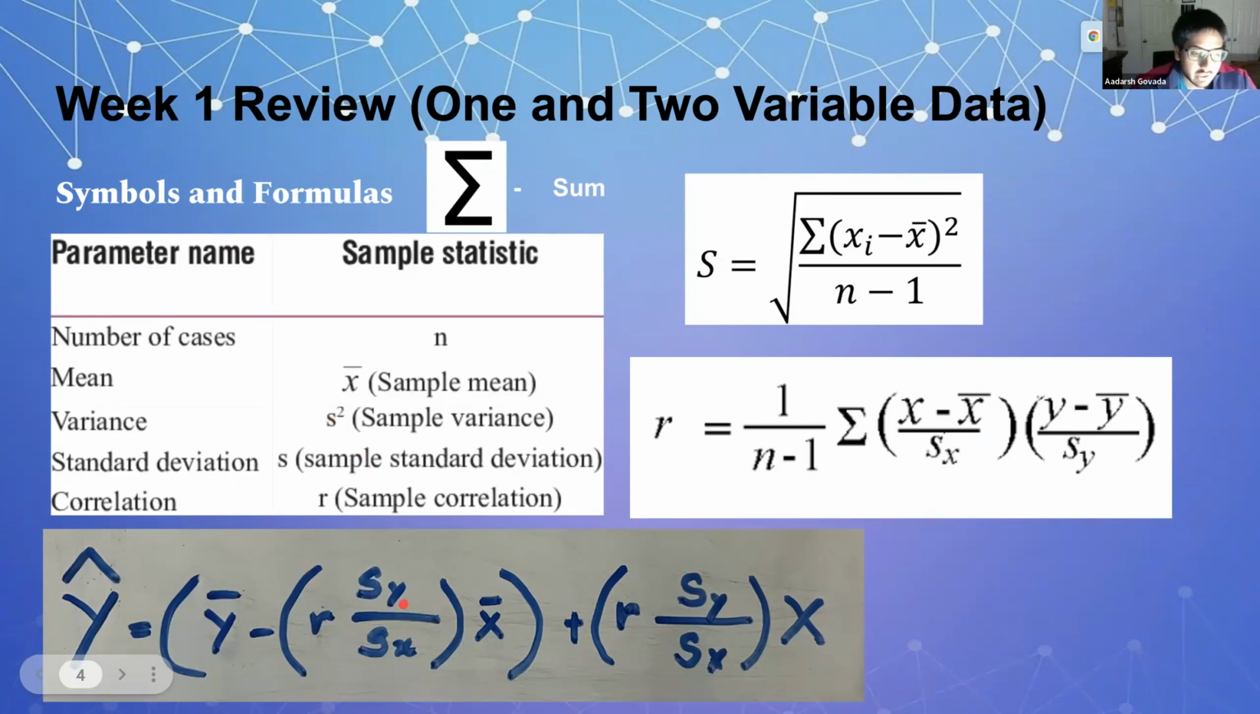S of Y is right here, the sample standard deviation. So the standard deviation of the Y values. S of X is the same thing for the X values. X bar is the sample mean, and Y bar is the mean of the Y values.